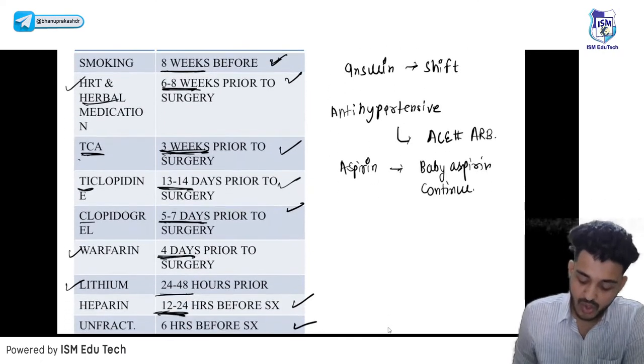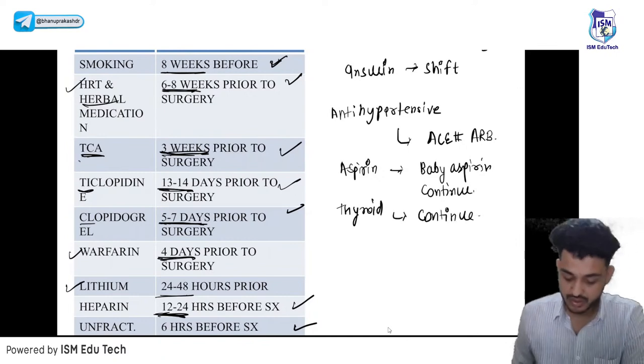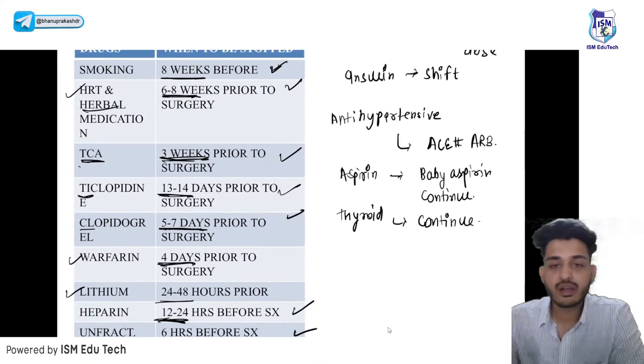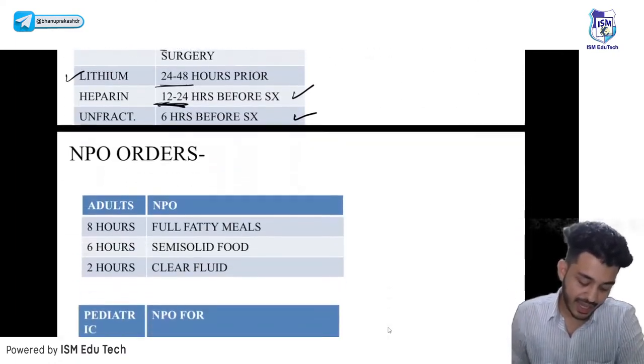Okay, what about thyroid medication? We can continue the thyroid medication. Okay, so these are the medications that we need to look for. Okay, next one is your NPO orders.